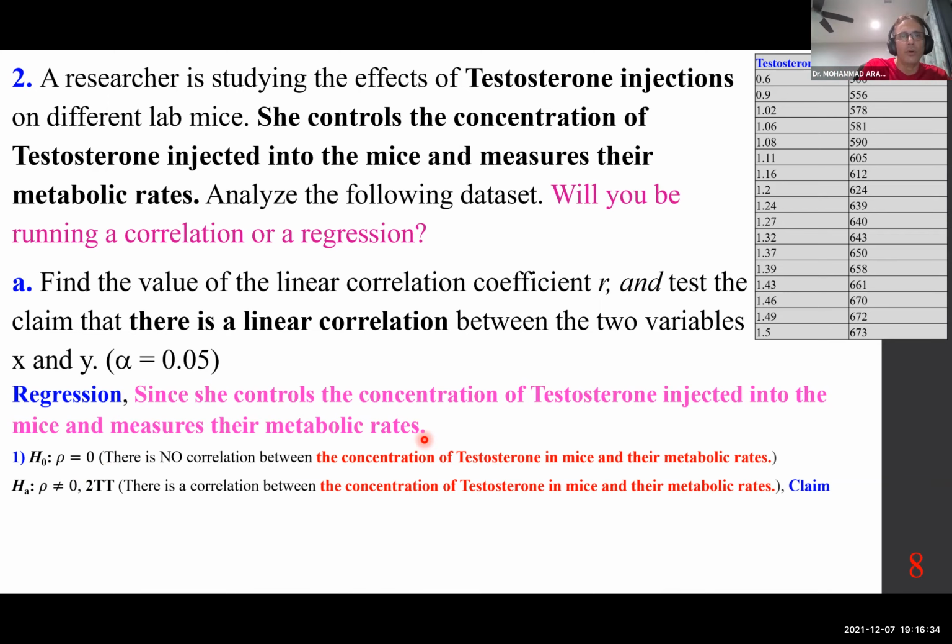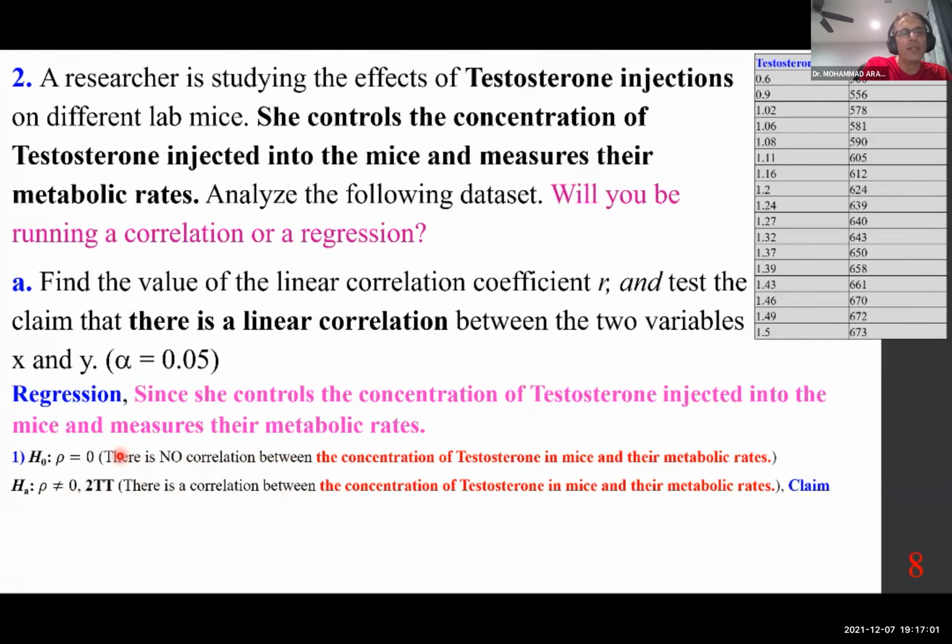I want to go over all parts. H0, rho equals 0, HA or H1. In many cases, they use HA instead of H1. It's the same thing. Rho is not equal to 0, two-tailed test. Now, what do they mean? The first part means there is no correlation. So H0, rho equals 0, there is no correlation. And the second part means there is a correlation.